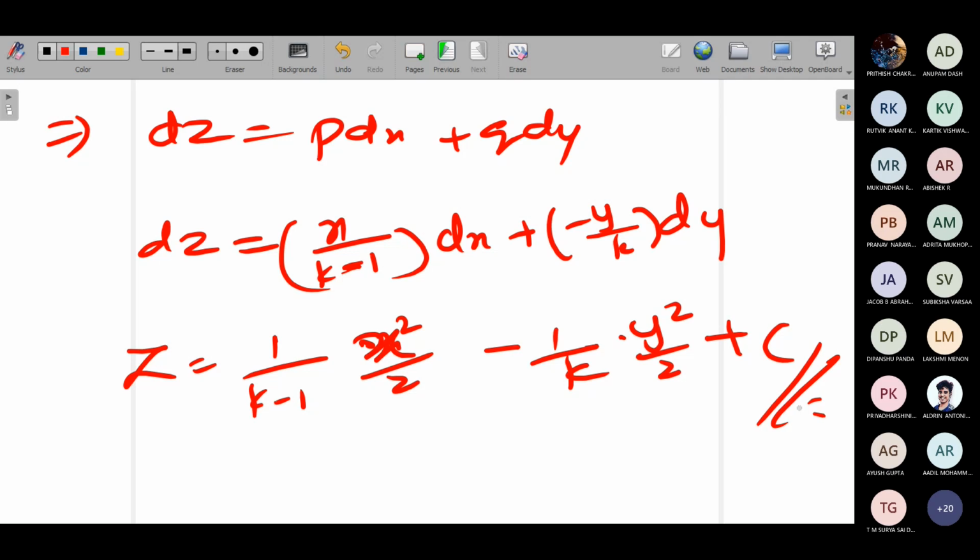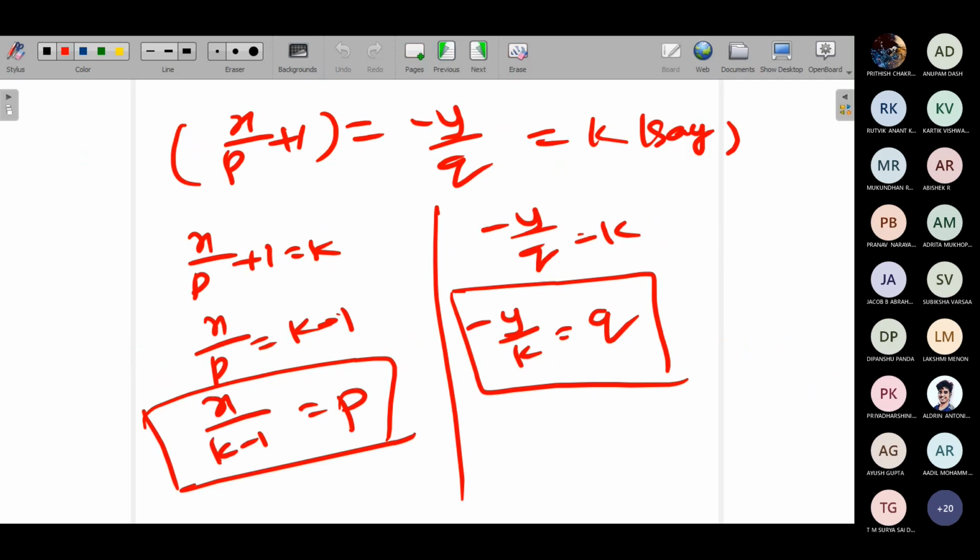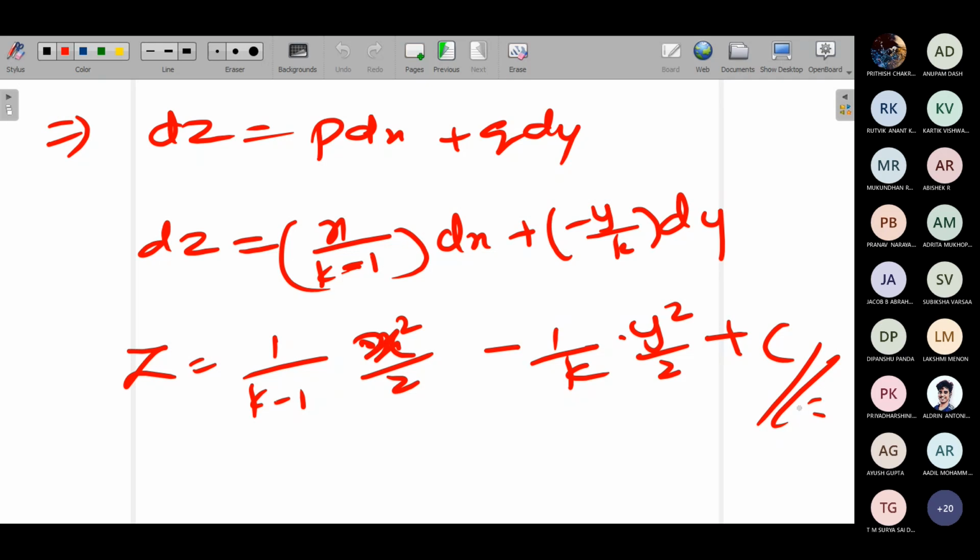Could you show the page where you have done the equating to k, ma'am? Yes, one second. Okay, ma'am. Getting this, everyone? Yes, ma'am.